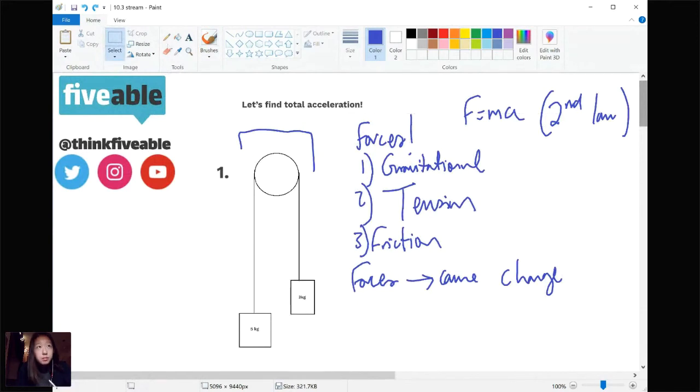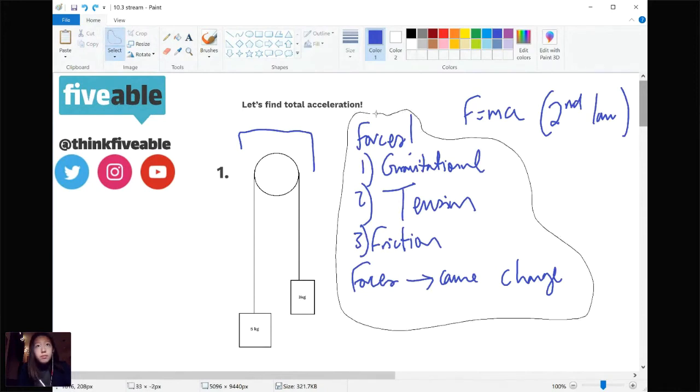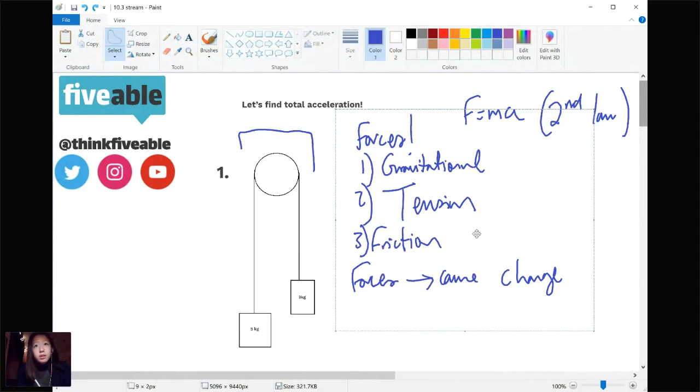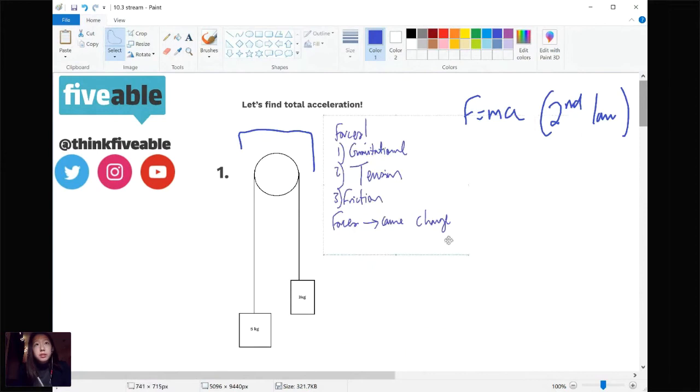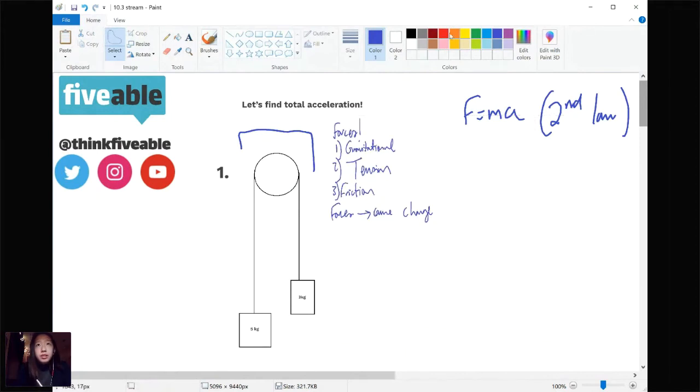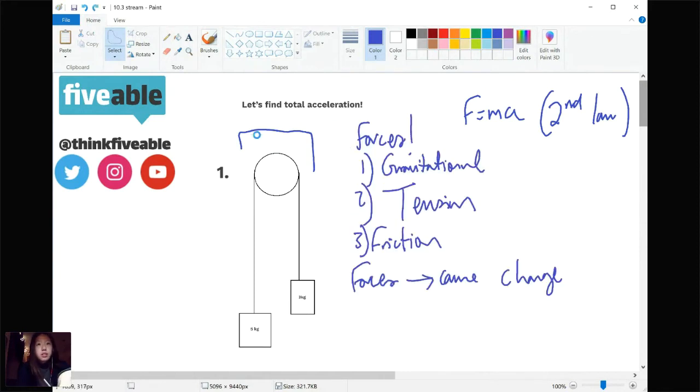Let me try to minimize this portion. Okay. See if I can just make it smaller. Small. Okay. So for this graph, let's label the forces. Mass times gravity.